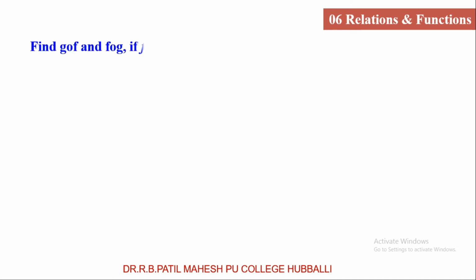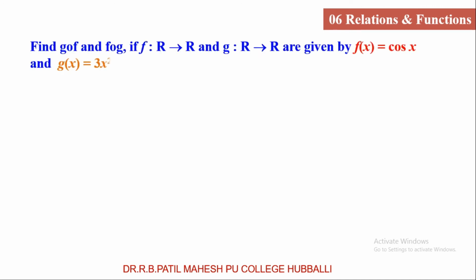Now let me take another problem: find G composition F and F composition G. If F from R to R and G from R to R, R means the set of real numbers, are given by F of x equal to cos x and G of x is equal to 3x squared, show that G composition F is not equal to F composition G. The solution of this one we'll see.